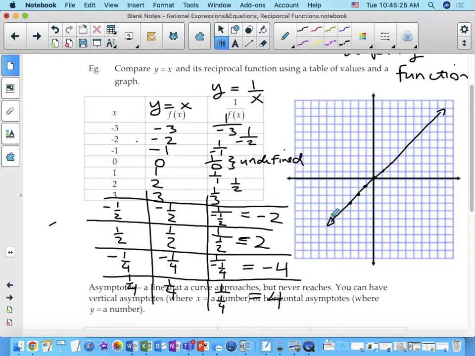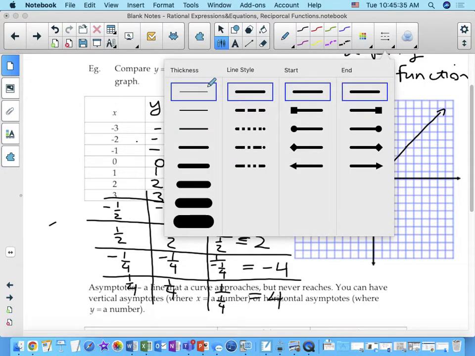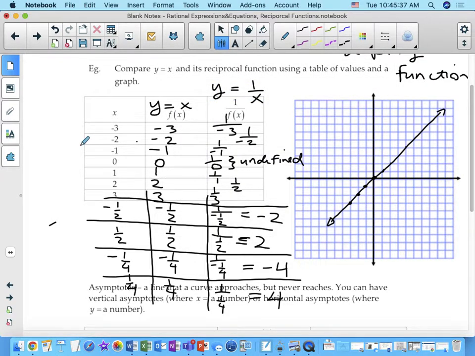Okay. Now, this other guy, though, I think I'm going to do this in a different color. Maybe I'll do this in red. Well, when x is negative 3, y is negative a third. So when x is negative 3, y is about there. When x is negative 2, y is negative a half. That's about there.